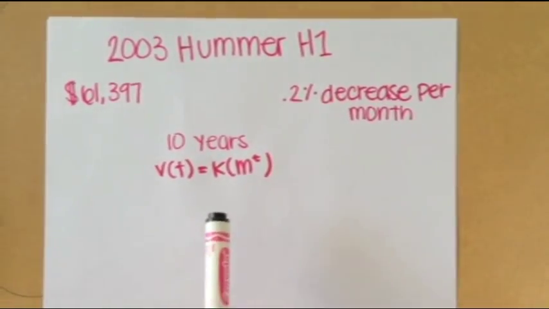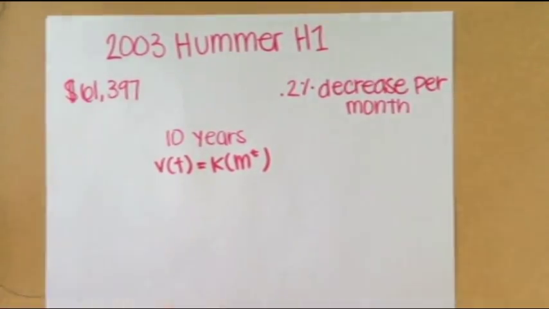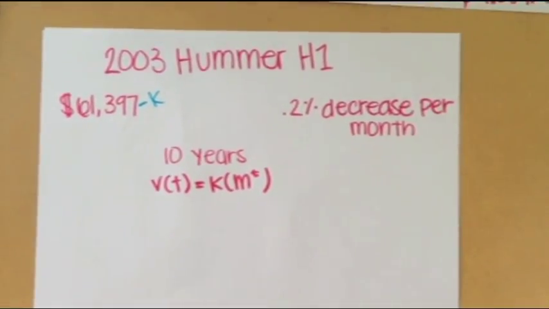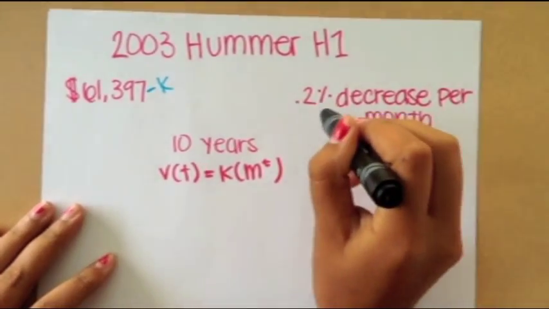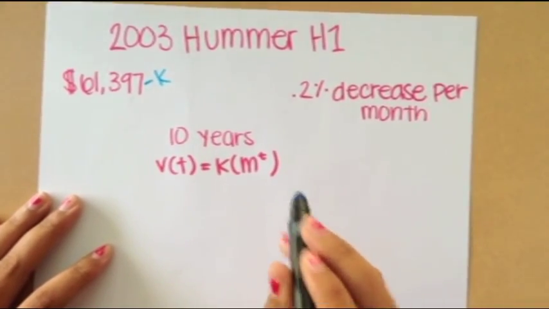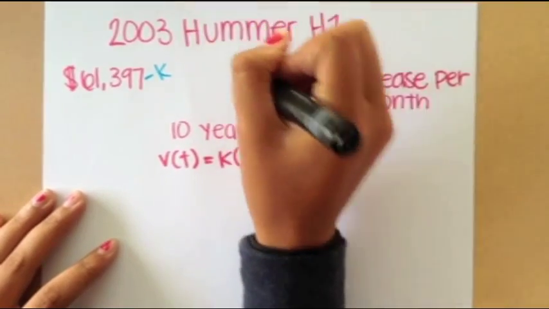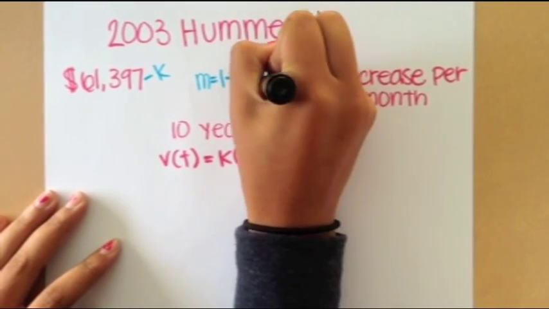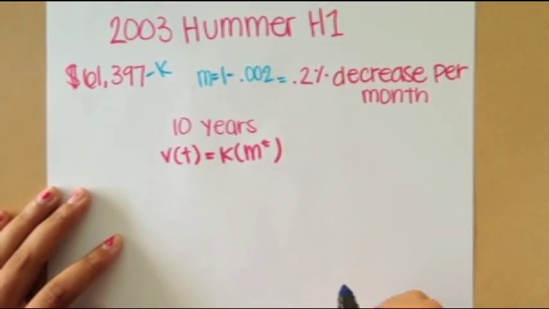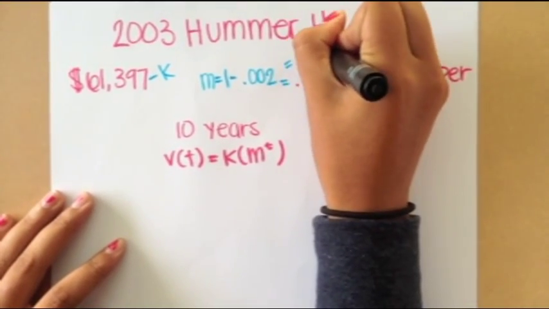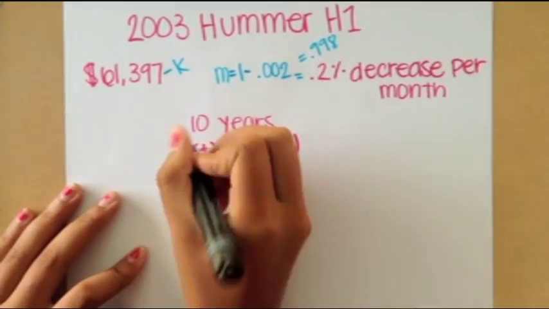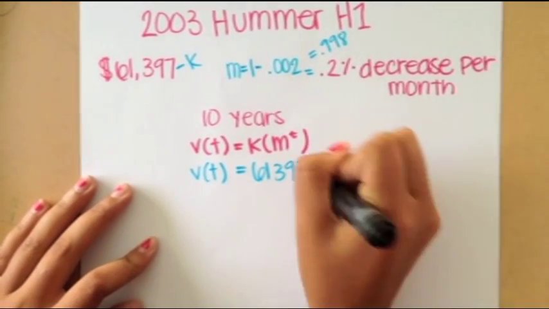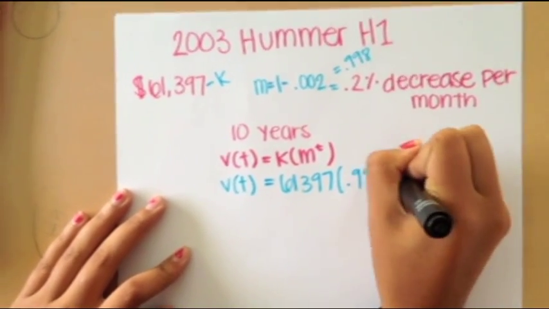Okay, so we want to find out what we plug in for K and then for M. So K is our initial value, so our initial value is the 61,397. And then M is our multiplier, so we want to change this into a percentage, then subtract from 1. So our multiplier will be equal to 1 minus 0.002, and that is equal to 0.998. So now we just plug this in, so V of t is equal to 61397 times 0.998 to the power of t.